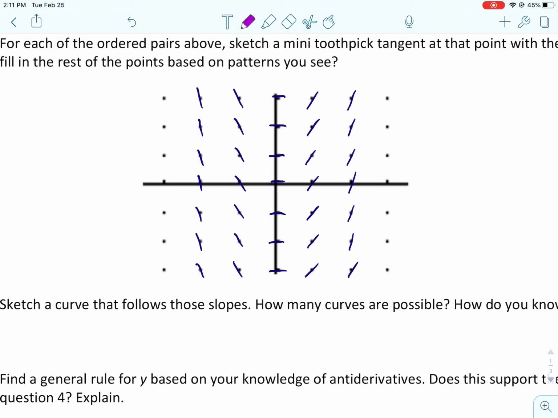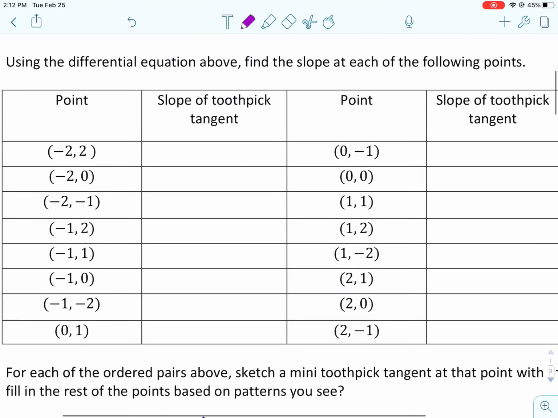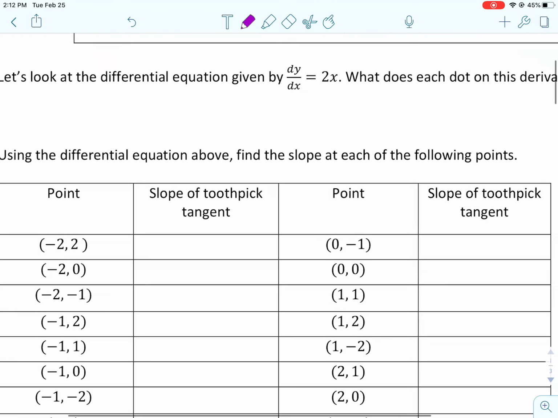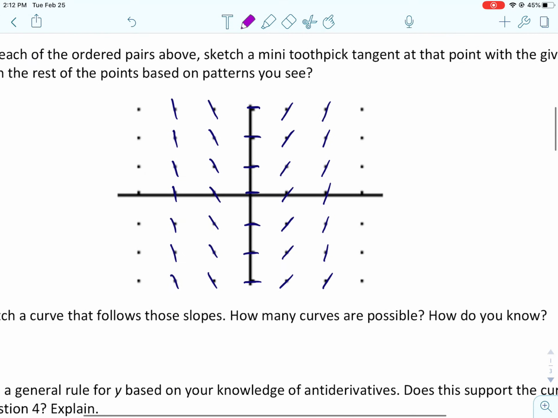All right, so what did you guys notice about looking vertically at your slopes? What happens? They're the same. Why do you think that is, if this is your differential equation? You're only putting in x. So all of the points that have the same x value have the same slope.